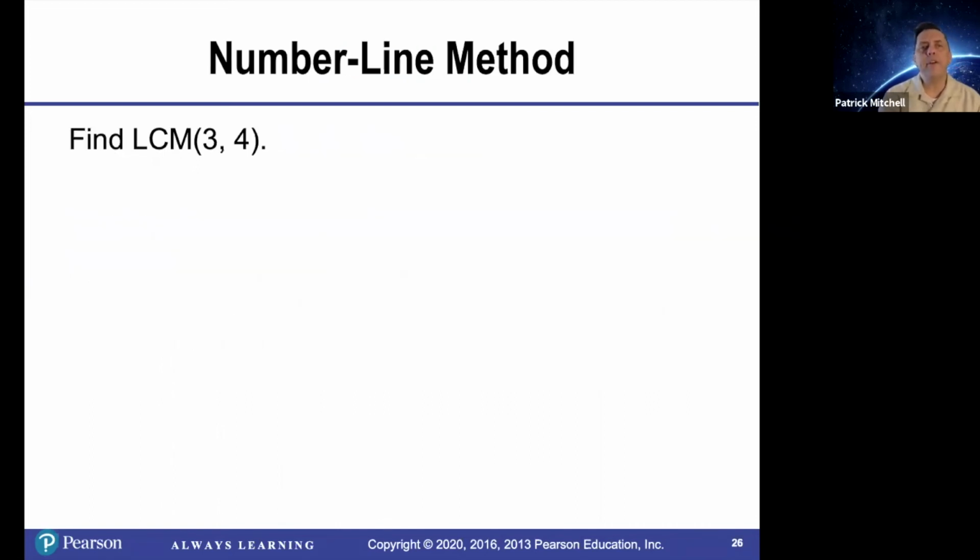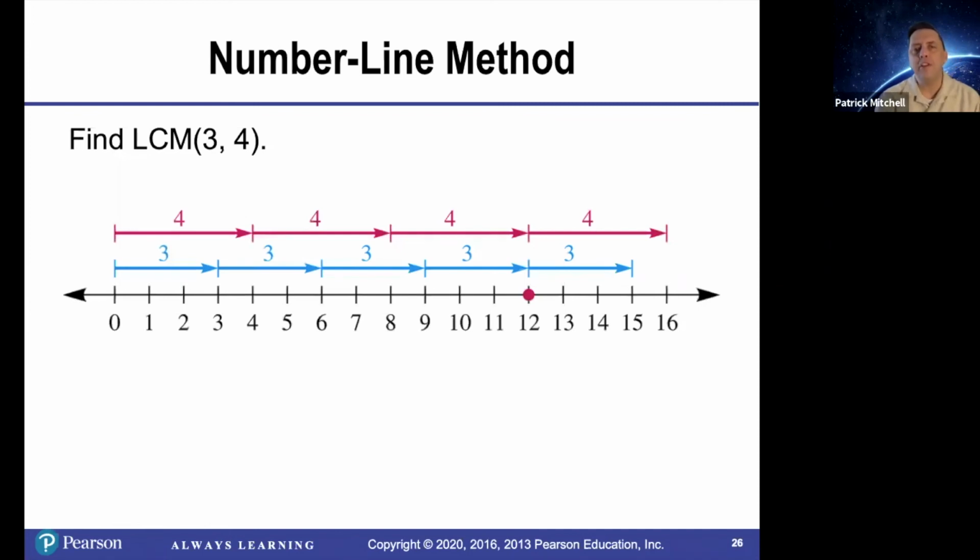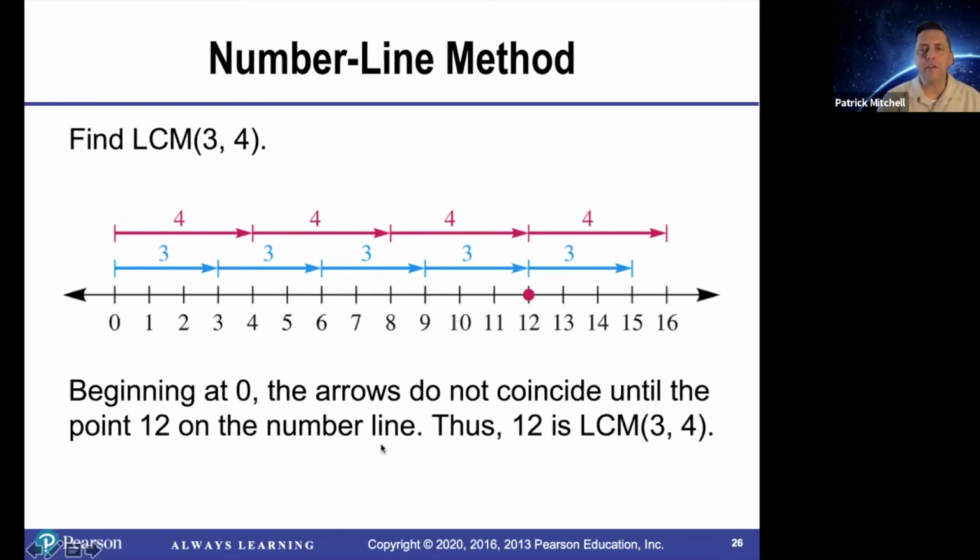So for example, the least common multiple of 3 and 4 using the number line method: just count by 3s and count by 4s until you reach the same point. And the first time you reach that same point, that's going to be the least common multiple. So you see the first time that I ever reach the same point is at 12. The arrows do not coincide until the point 12 on the number line, therefore 12 is the LCM of 3 and 4.